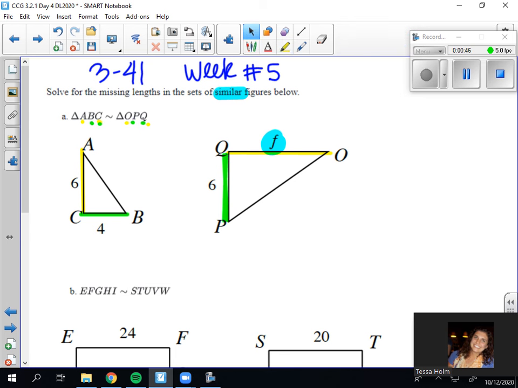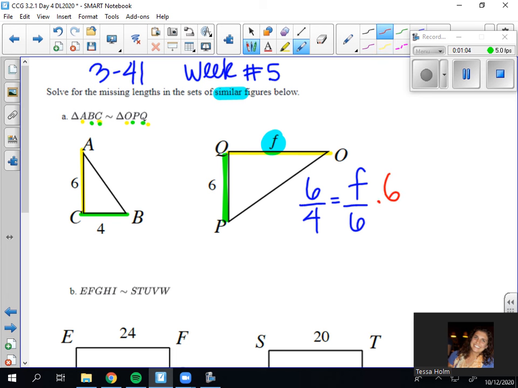And so, method number 1, setting up a proportion, would look like this. 6 matches up with 4, just like my missing side F matches up with 6. Okay, and then I can multiply by the denominator. So if I multiply both sides by 6, that'll cancel. And I have 6 times 6 is 36, divided by 4 equals F. 36 divided by 4 is 9. Okay, that's the first way, setting up a proportion.